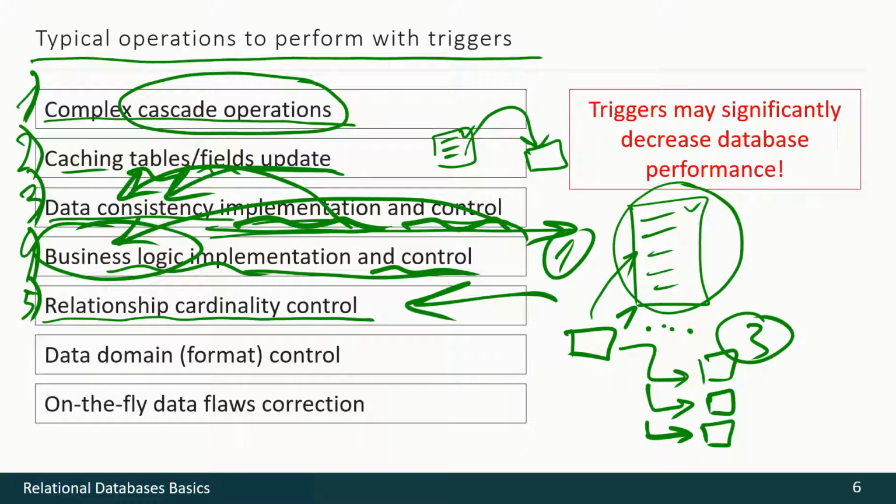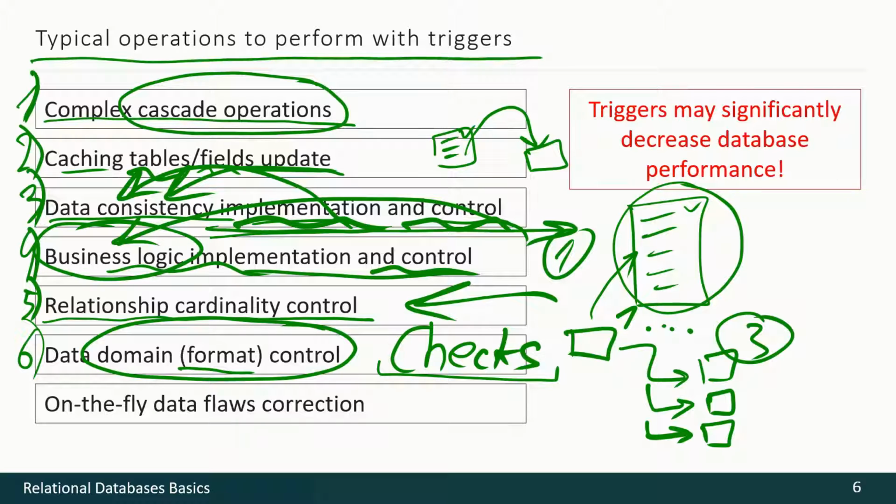triggers. In the previous video we were discussing such objects as checks. And with checks and with triggers we may control format and so on, but checks have limited capabilities and triggers have a lot of capabilities of that control. You may check any value, any condition, anything like that, and once that rule fails, you may fail the whole operation, abort the whole operation.